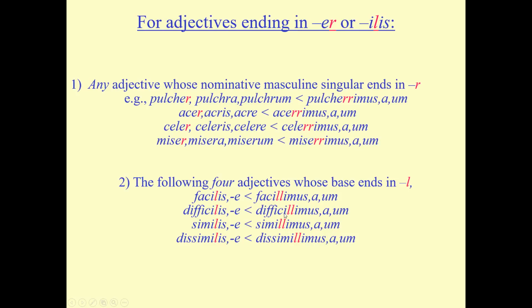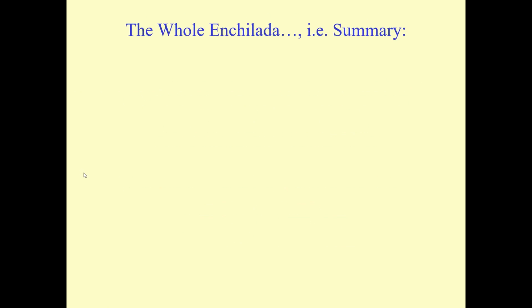Difficilis goes to difficilimus, similis goes to similimus, that would mean very similar or the most similar, and then dissimilis, which we learned yesterday, goes to dissimilimus, okay? So those are a couple of irregularities you want to make note of and practice.